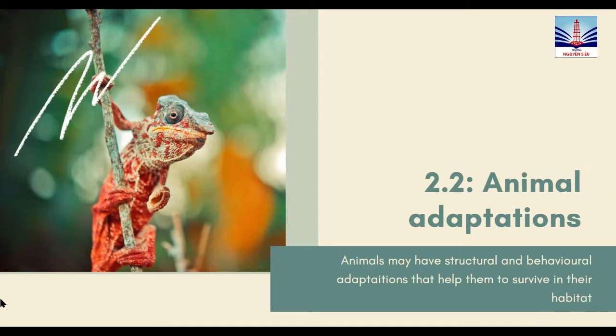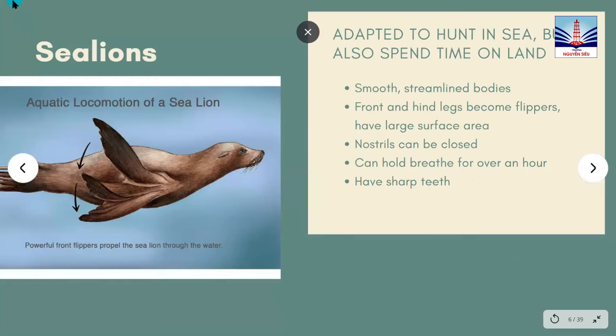Okay, are we done with the notes? I'll keep on moving. So, some examples of the animal adaptations. First, it's going to be the sea lions. The sea lions are adapted to hunt in the sea and also spend time on land.